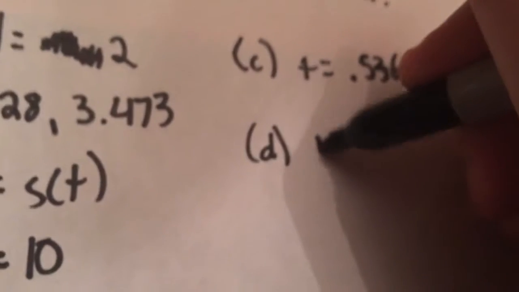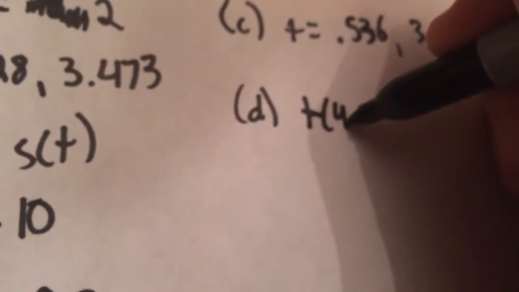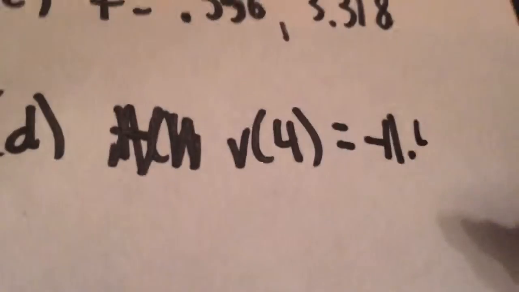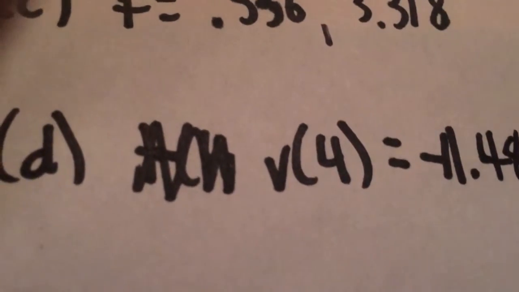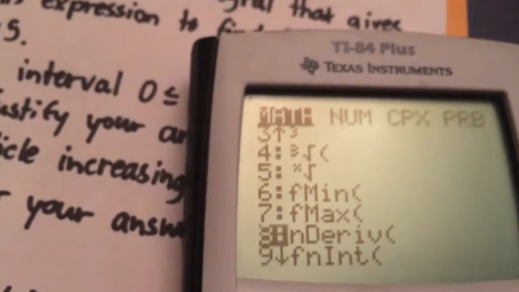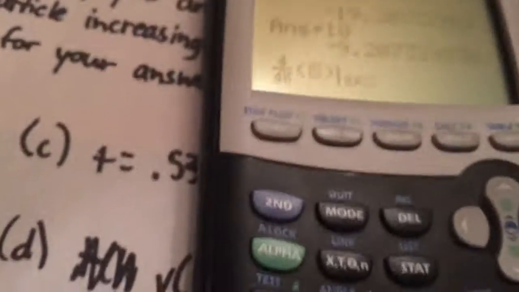Let's write that down really quick. So v of 4 is going to equal negative 11.48, and that is certainly less than 0. And next we have to find our acceleration. And what I'm going to do there is get back on my calculator, and I'm going to go to Math 8 to derive, and I'm going to plug in our equation here, and it will derive it for me.